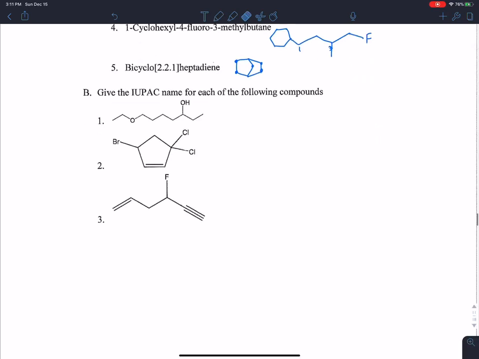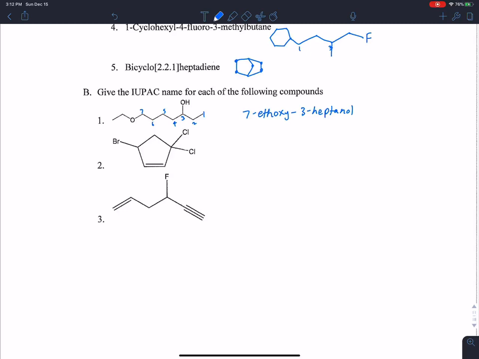Okay, next one. Give the IUPAC name for each of the following compounds. Well, here the longest chain is like these. Okay, and then between the ethoxy and the alcohol, the alcohol gets the lower number. So we're gonna go 1, 2, 3, 4, 5, 6, 7. So you should get 7-ethoxy, 3, what is this? Heptanol.